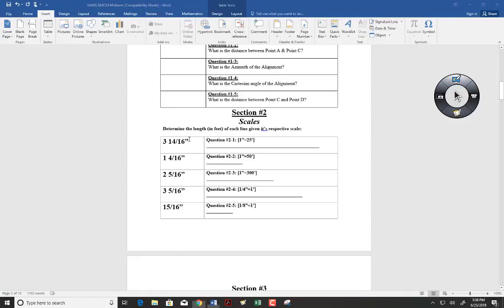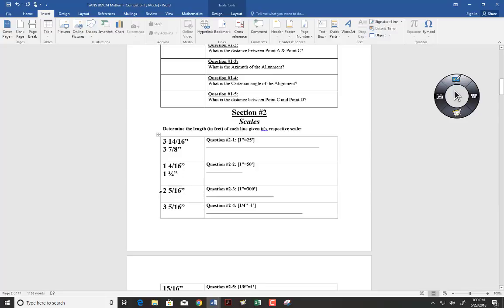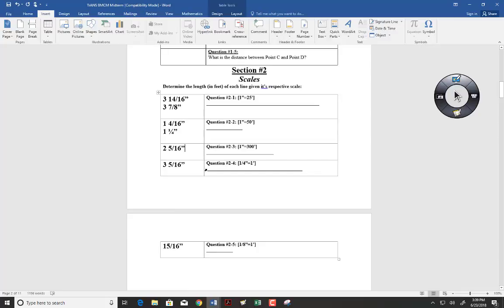Now, 3 and 14/16 really is 3 and 7/8 if I divide the top and bottom by 2. 1 and 4/16 would really be 1 1/4 inch. 2 and 5/16, nothing I can do with that. And 3 and 5/16 and 15/16, those are their least common denominators. So we have those going on.